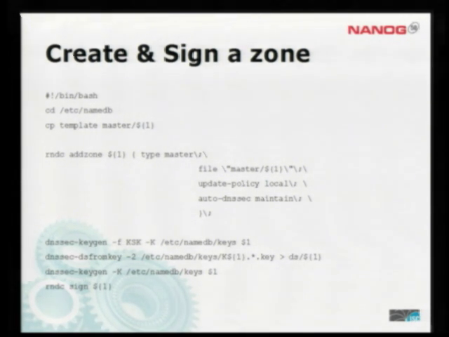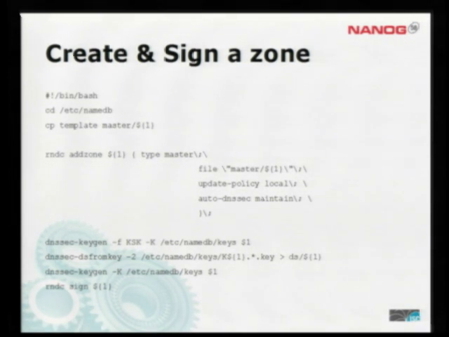Cool. We do RNDC addzone, and I'll use test.com, automatically inserts type master, file master/test.com, update-policy local, auto-dnssec maintain. As soon as that comes back, that zone is valid and live on my server.